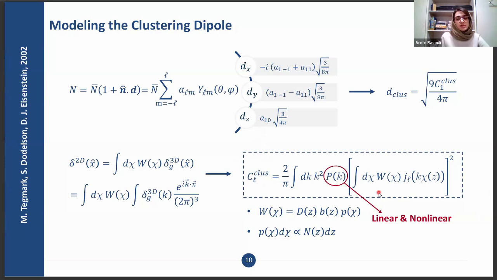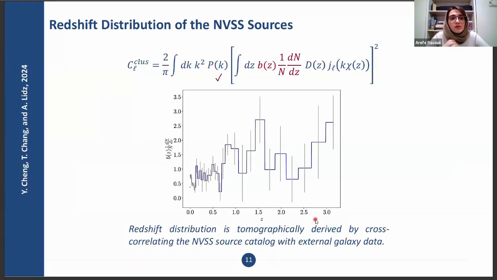The other important point here is that this window function is related to the clustering bias and the probability of finding a galaxy in a specific redshift range, which is proportional to the redshift distribution. We use the redshift distribution of NVSS sources provided by Cheng and his team, and they derive this redshift distribution by tomography and by cross-correlating between the NVSS galaxy sources and external galaxy data. And we fitted a step function in order to follow our calculation to find the amplitudes for the clustering dipole.